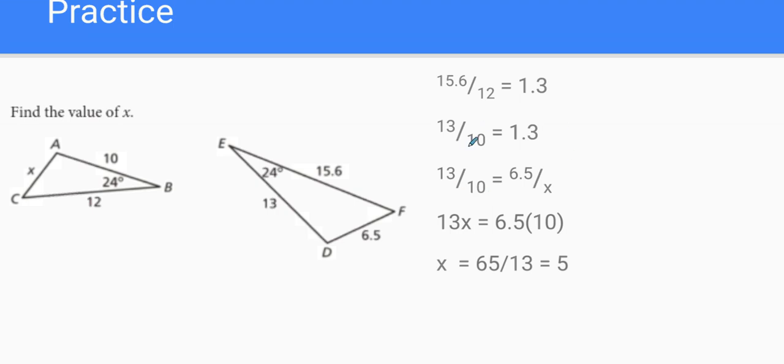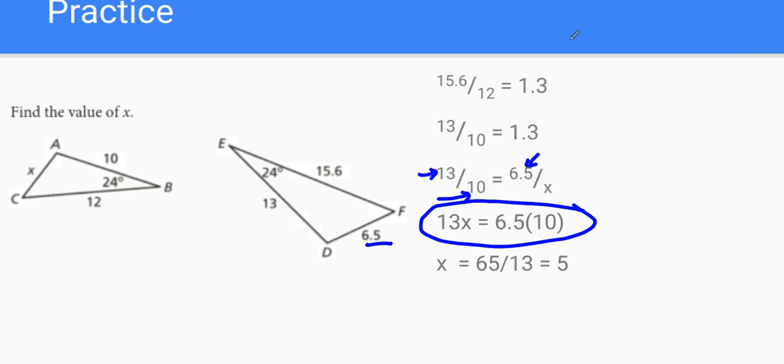Once you have that established, then you can just take one of them. I picked 13 tenths just as one of the ratios because it tends to be easier to work with, and compared it to 6.5 over x. Again, what did I do when I set up this proportion? I set up large over small length, right? DEF is the larger of the two triangles, so I set up 13 over 10. I could have set up 15.6 over 12 if I wanted, and compared it to 6.5 over x, the larger of the remaining sides over the smaller. I could have flipped the numerator and the denominator here. It still would have gotten me to this statement: 13x is equal to 65, which gives me an x value of 5.